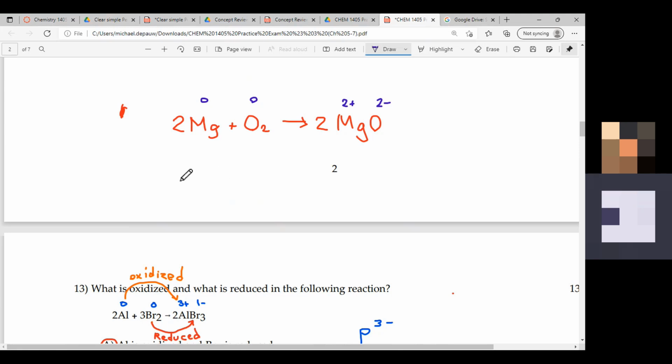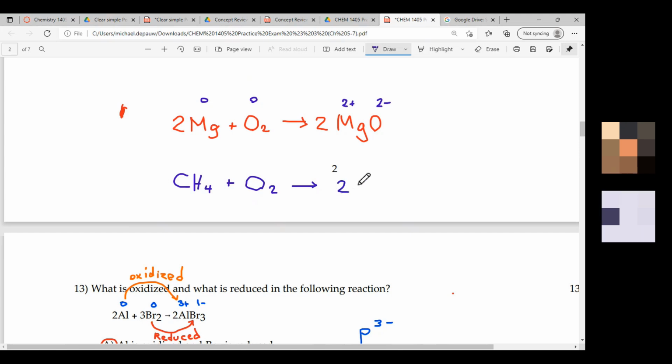Okay, well, I'm going to throw this one at you, even though I haven't shown you how to do it, but we're going to work it out together. Okay, so this is a combustion reaction.